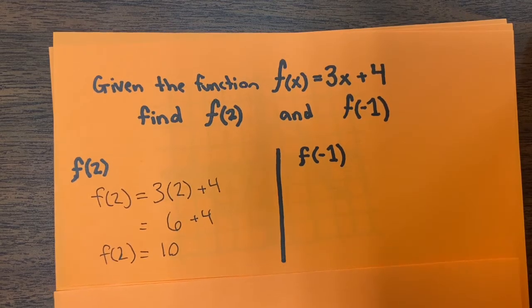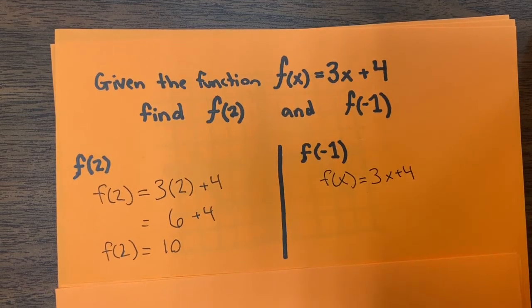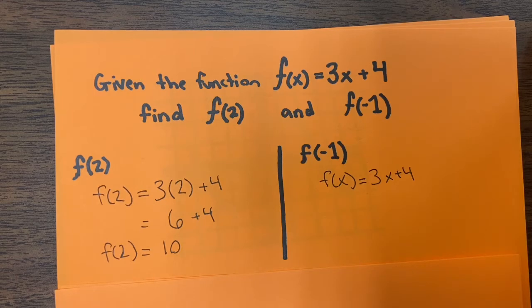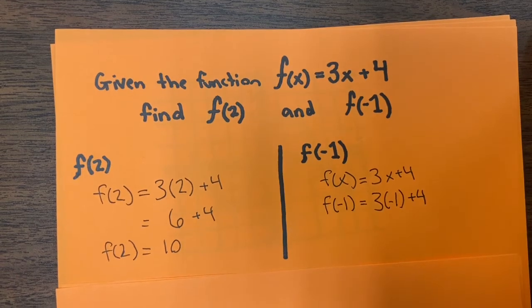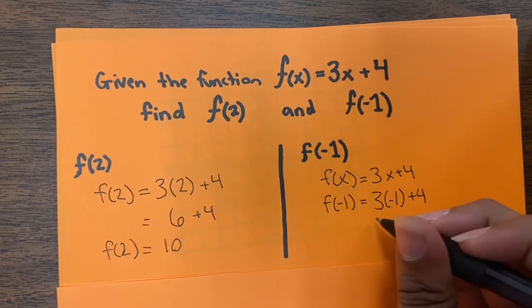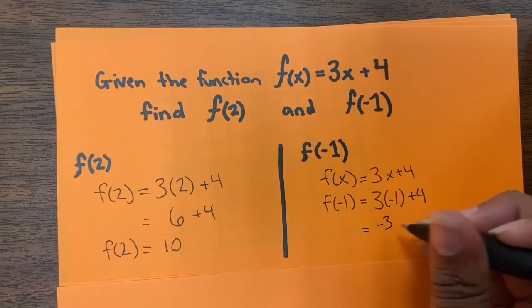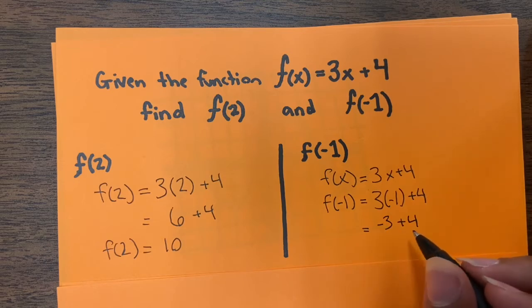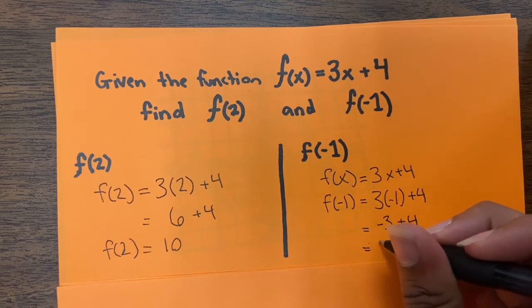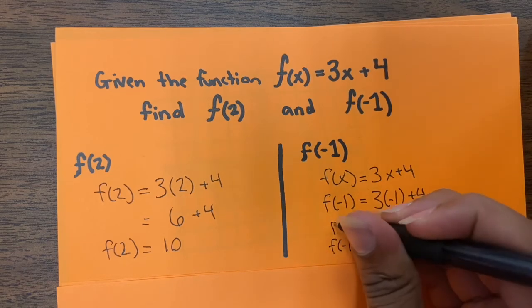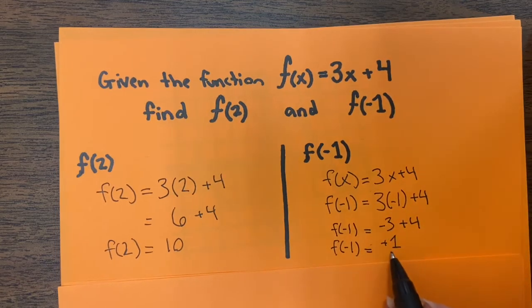So let's do it one more time. I have the equation f of x equals 3x plus 4. I'm going to replace all of my x's with negative 1. I'm going to get rid of the parentheses by multiplying, distributing. So I'm going to do 3 times negative 1 equals negative 3, and then bring down the rest, so plus 4. Negative 3 plus 4 is going to give me positive 1. So f of negative 1 equals positive 1.